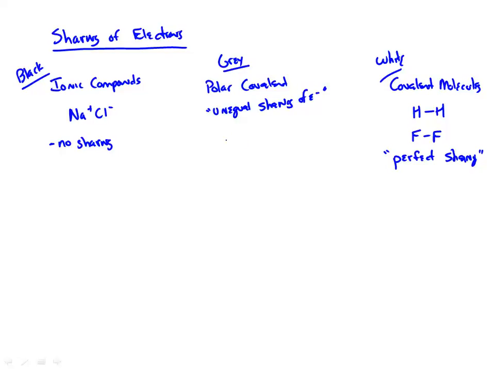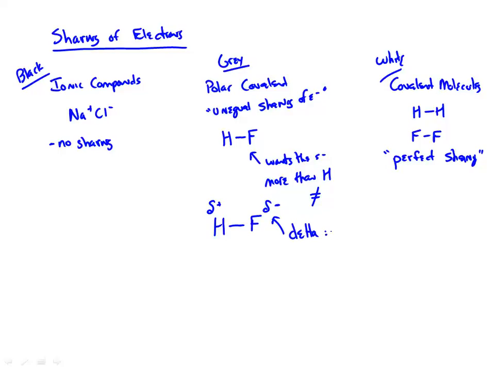And so that's where we have something like, say, HF, where the fluorine wants the electron more than the hydrogen. One of the ways that we can represent that is we can say that fluorine has a little bit of a negative charge, and hydrogen has a little bit of a positive charge because of that unequal sharing. And so that little delta represents basically a small amount. So the molecule has a little bit of unequal sharing.